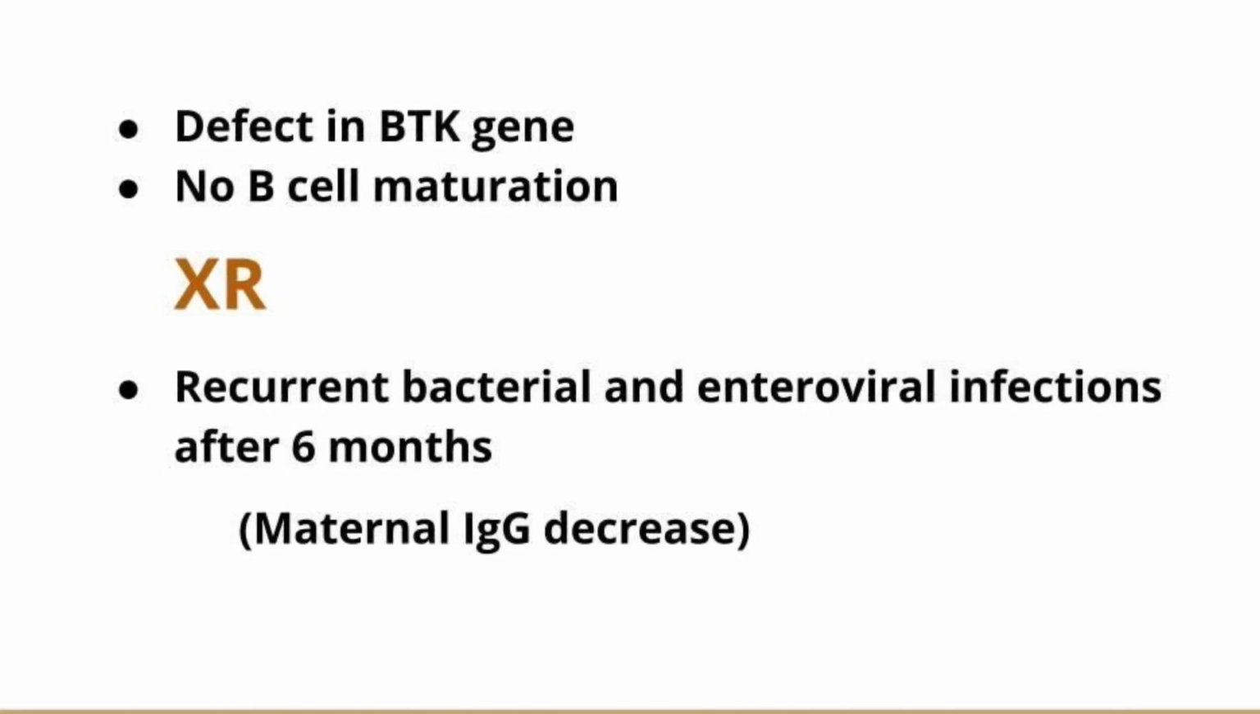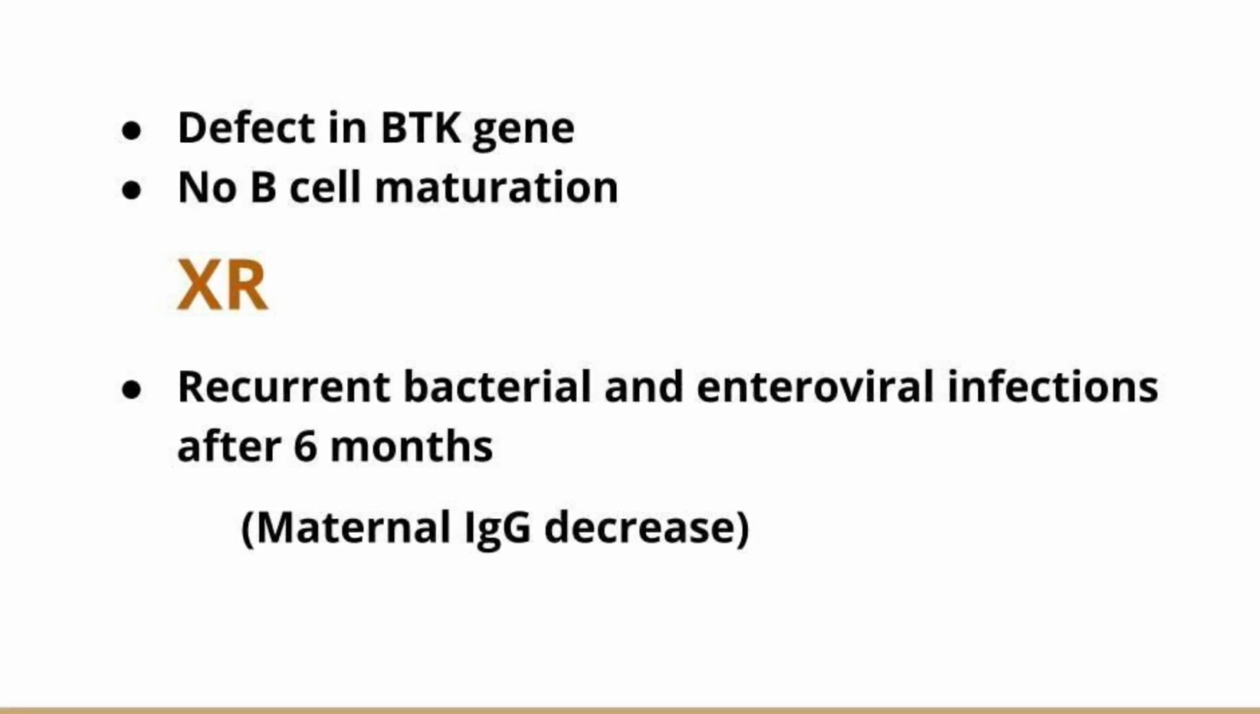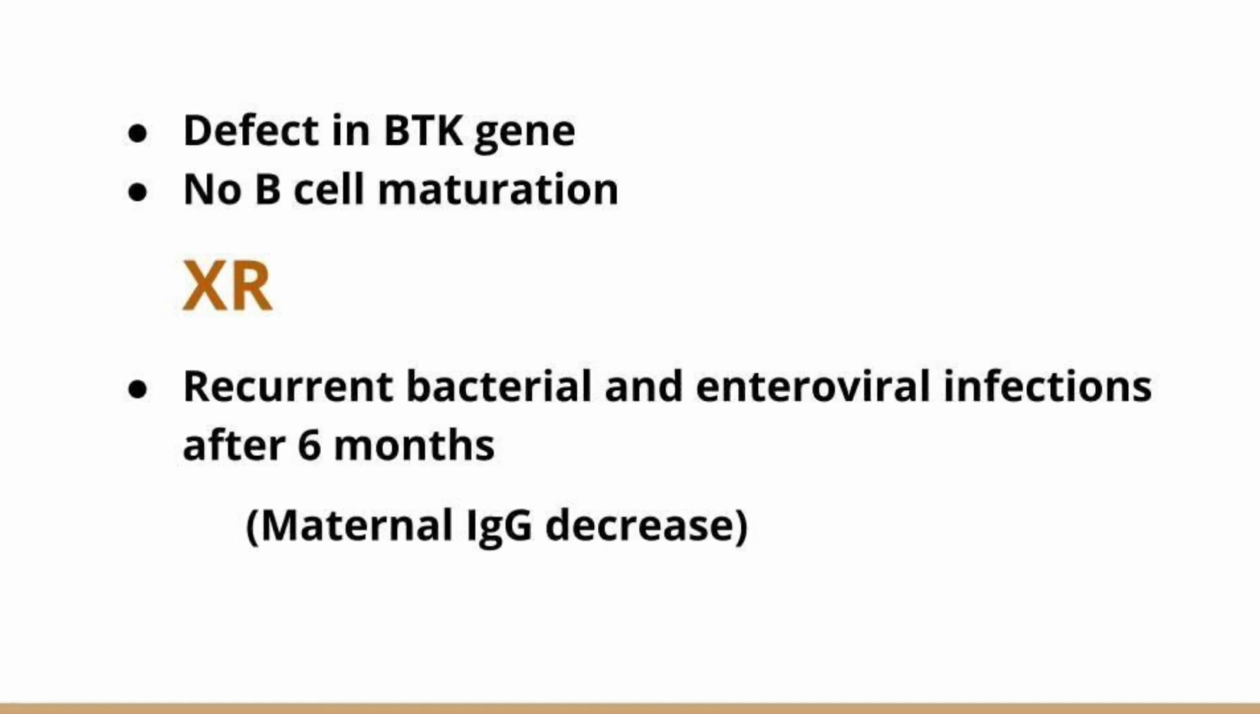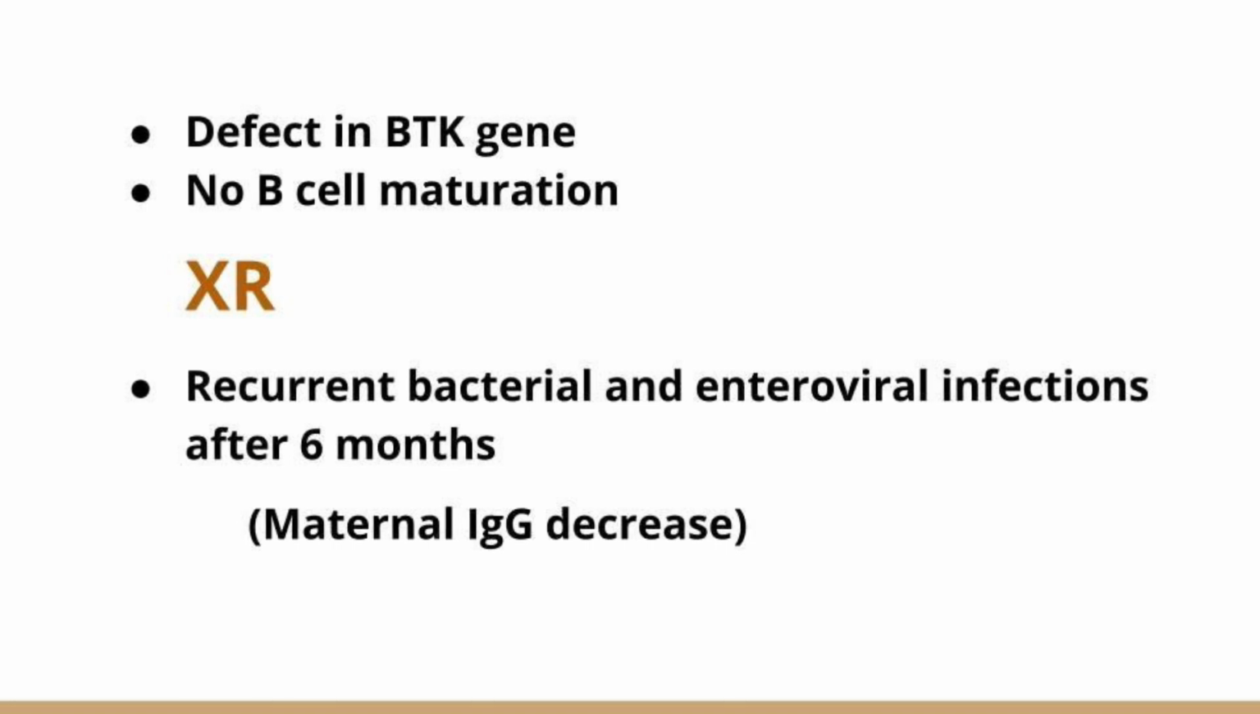It is most commonly an X-linked recessive condition, so the incidence of this Bruton's disease is higher in males. The clinical presentation starts after 6 months of age, because up to 6 months the maternal IgG protects the baby from infections, whereas after 6 months the level of maternal IgG decreases in the baby, and the infant is susceptible to recurrent bacterial and enteroviral infections after that.